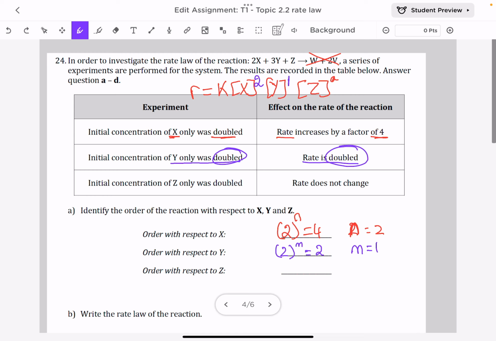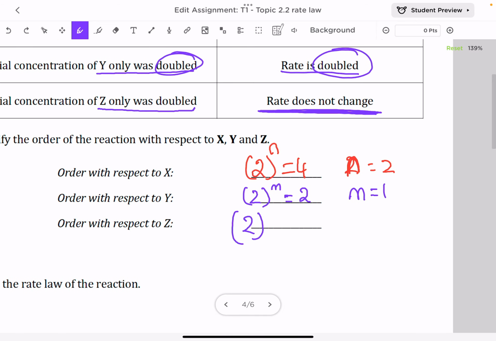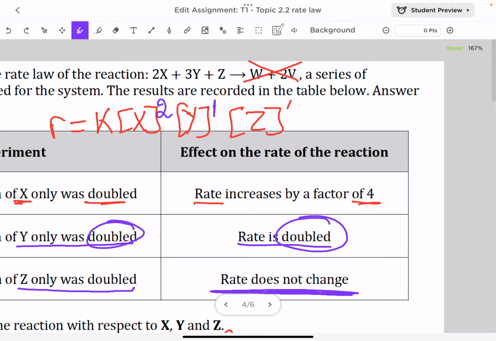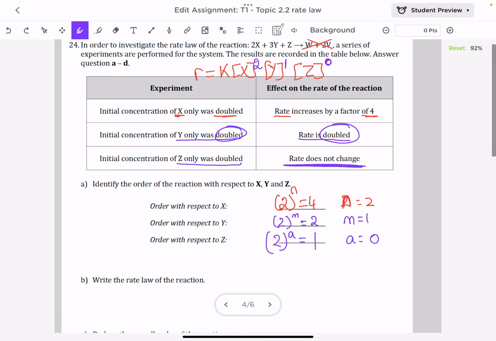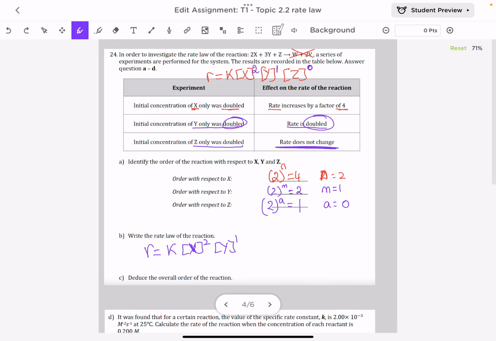Now for the third one, Z was doubled. No change. So I double Z, which is to the power of A, and I get no change. It means that it's zero order. And here's the final rate law formula. R equals K multiplied by X to the order of 2, Y to the order of 1. And I can just skip Z because it's order 0.